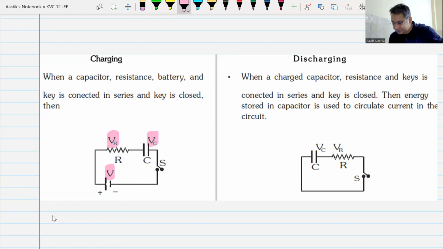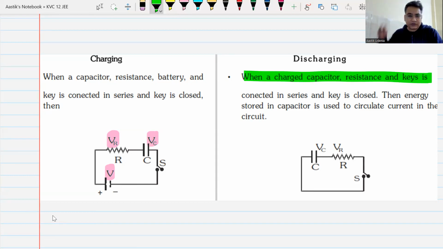When a charged capacitor and a resistor are connected together and the key is closed, the capacitor starts to discharge. VC is the voltage across the capacitor at any time, and VR is the voltage across the resistor at any time. Do we understand up till here? First listen to me, then I'll give you time to write. Do we understand up till here?